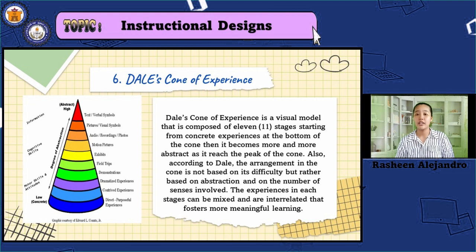The next color is violet, which is about the dramatized experiences. In this level, the experiences are built for learners for their better understanding of a particular event or concept. The second to the last color, which is sky blue, talks about the contrived experiences, which is the representation of any experience which is close to reality. The last color, which is blue, talks about the direct or purposeful experiences. These experiences serve as a foundation of learning. Here, more senses are used in order to shape knowledge, and the learner learns by doing things by themselves.